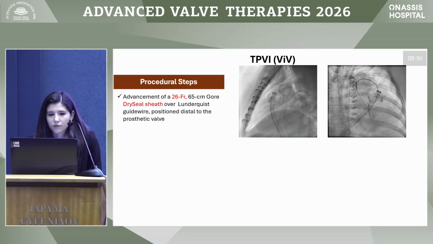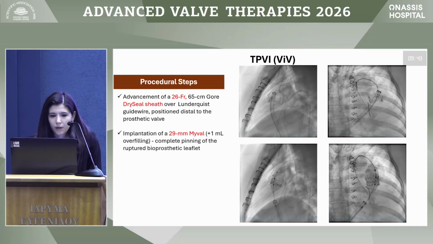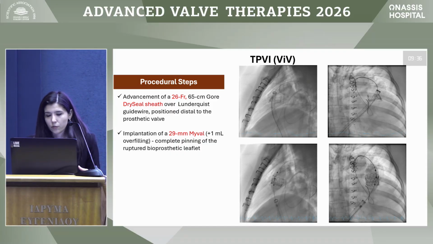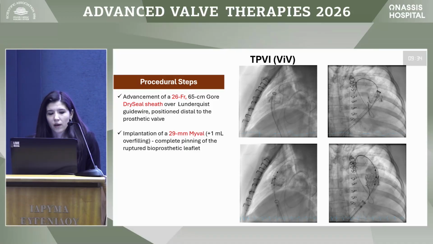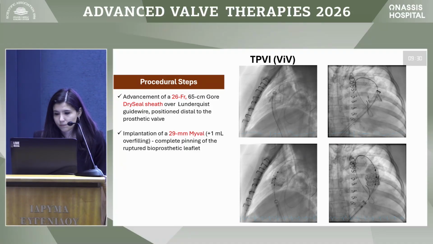After that, we advanced a 26 DrySeal sheath distal to the prosthetic valve, and through this, we advanced and implanted a 29 MyVal valve. And you see that at the full expansion, we have complete pinning of the ruptured bioprosthetic leaflets.